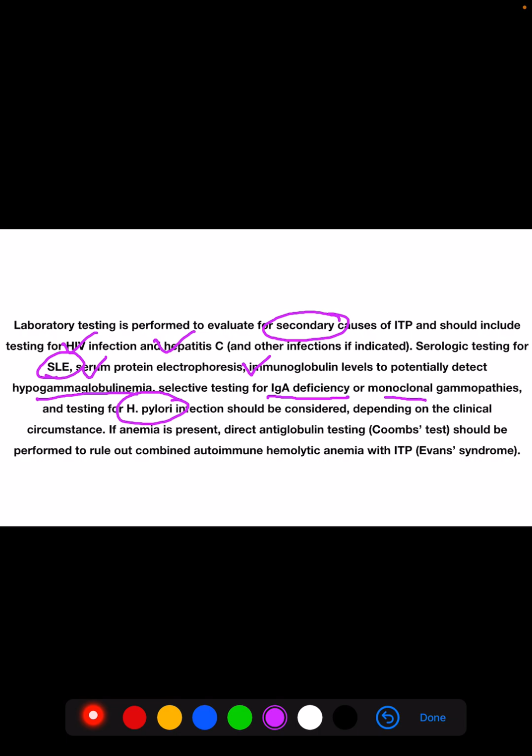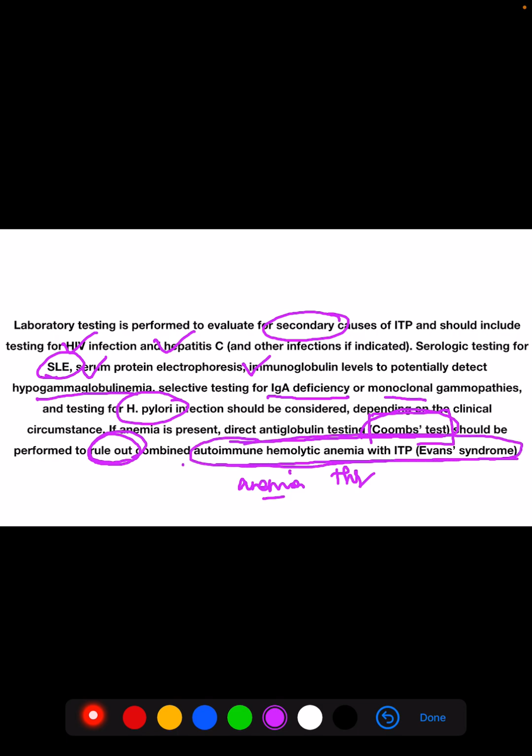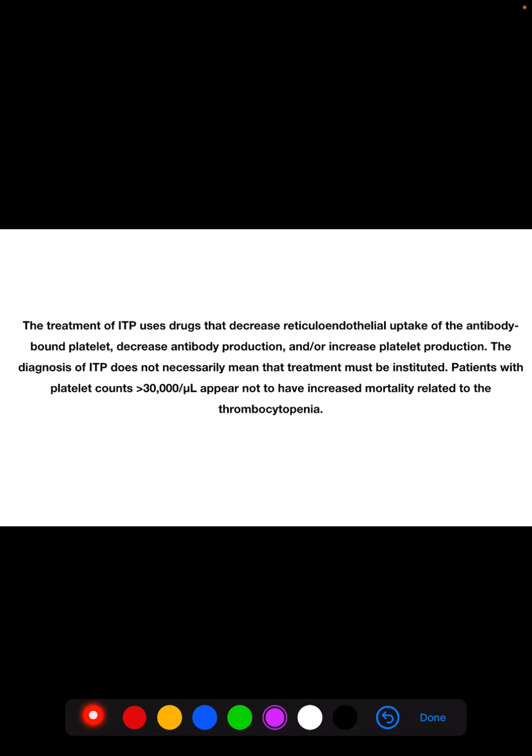If anemia is present, direct antiglobulin testing, the Coombs test, should be performed to rule out combined autoimmune hemolytic anemia with ITP, Evans syndrome. So the patient is having thrombocytopenia, and the patient is also having anemia. So in these patients, what should be done? A Coombs test should be done. This test is done to rule out if the patient has combined autoimmune hemolytic anemia with ITP. So this is called Evans syndrome.